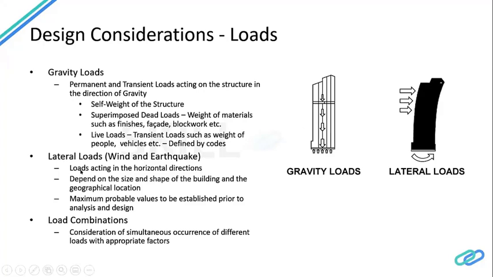And the next set of loads is the lateral loads. Now, lateral means horizontal. So whatever loads are going to act horizontal to the building will be called lateral loads. Generally, there are two major lateral loads that are to be considered. One is the wind load and the other is the earthquake load or seismic load, whatever we call it. So these, like I said, act in the horizontal direction.